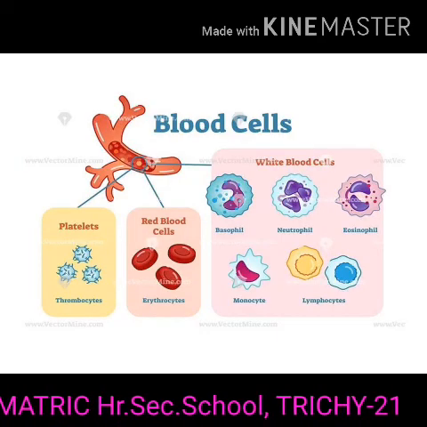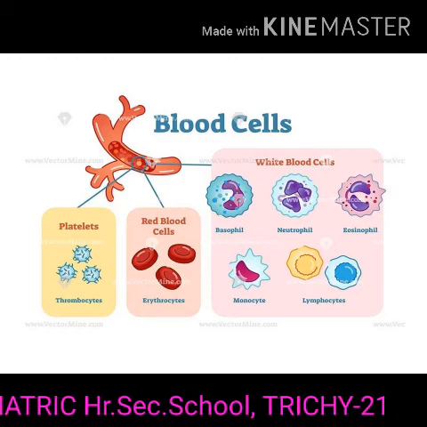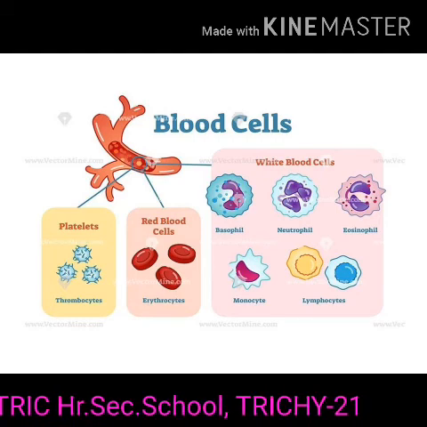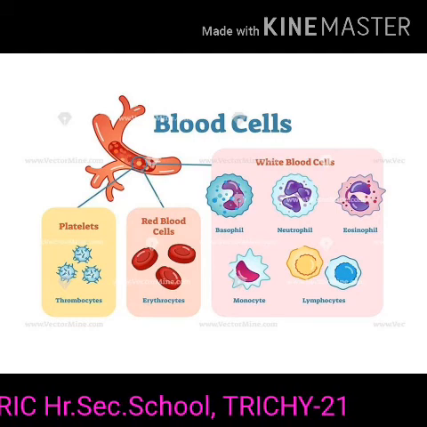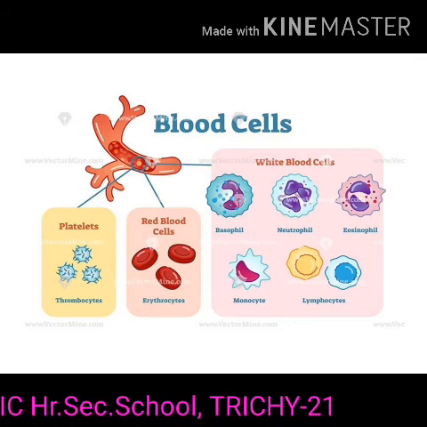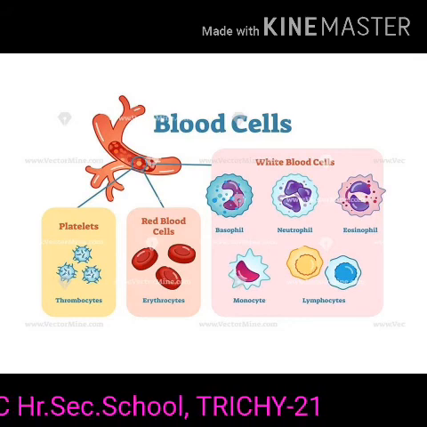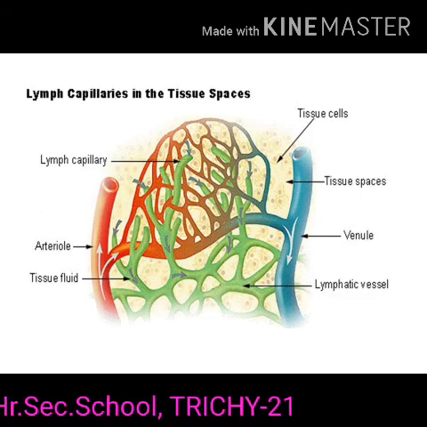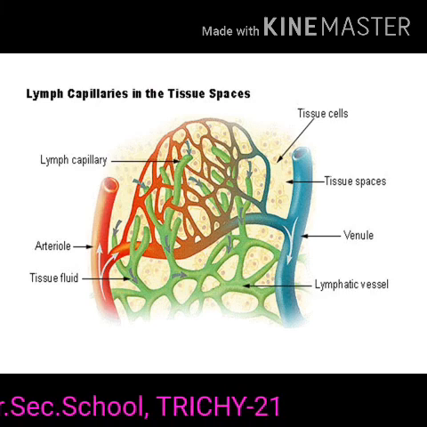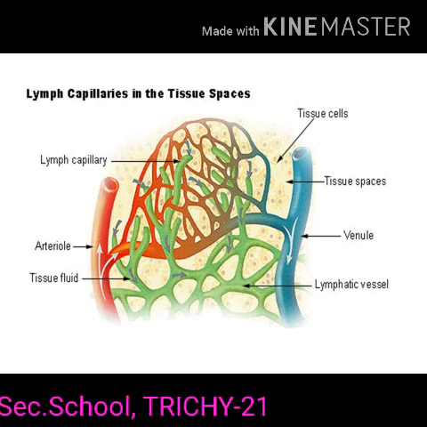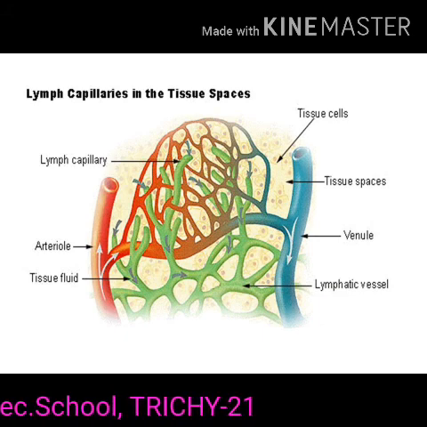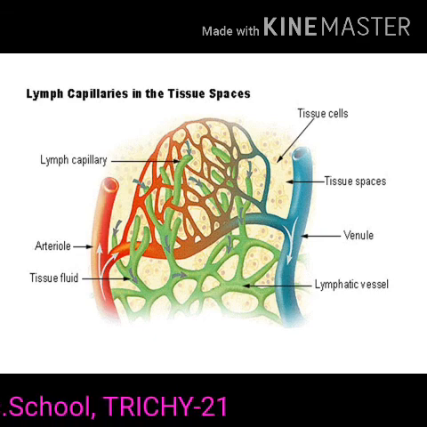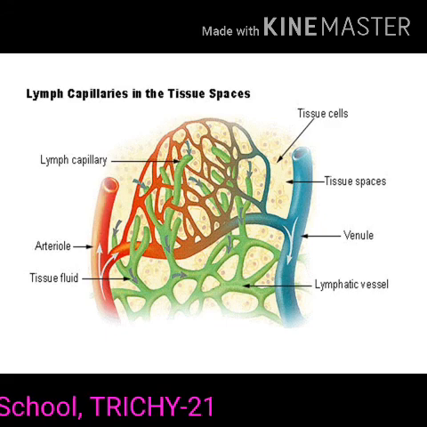Blood platelets. They are minute, anucleated, fragile fragments of giant bone marrow cells called megakaryocytes. They play an important role in the blood clotting mechanism. Lymph. Lymph is a colorless fluid filtered out of the blood capillaries. It consists of plasma and white blood cells. It mainly helps in the exchange of materials between blood and tissue fluids.